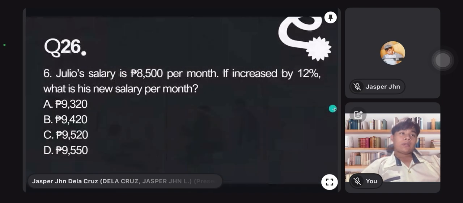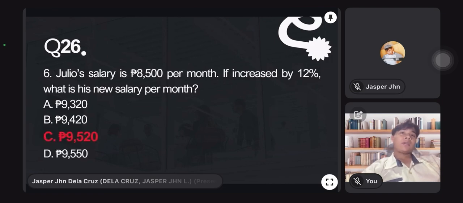Now, for number 26, it says here, Julius' salary is 8,500 per month. If increased by 12%, what is his new salary per month? Letter A, 9,320 peso. Letter B, 9,420 peso. Letter C, 9,520 peso. And letter D, 9,550 peso. Okay, so what is his new salary per month? So his new salary is 9,520 peso.